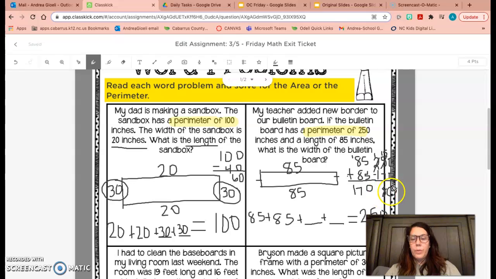So now remember, I'm left with 80 between both sides. So we actually have to cut it in half. And half of 80 would be, can you guess? 40. So this side would be 40, and this side would be 40. So these right here were our width. I'm going to double check to make sure that that adds up right. I know 85 and 85 is 170, because I already figured that out over here. 170 and 40 would be 210, and then 210 and 40 would be 250.